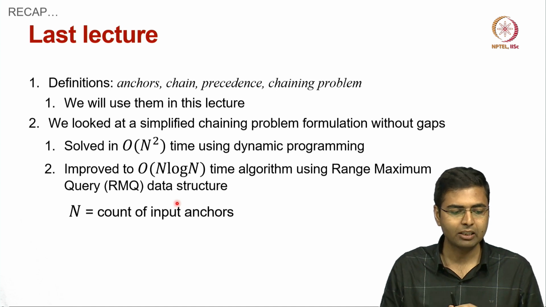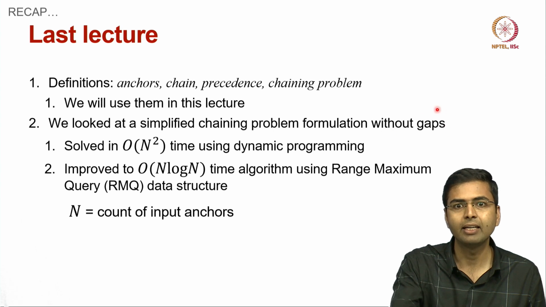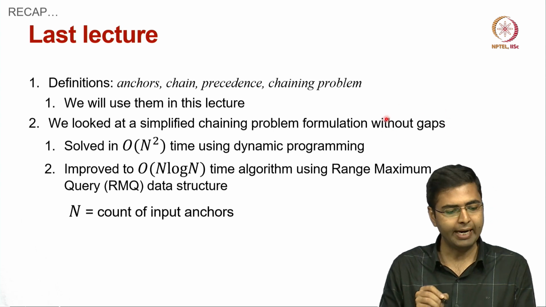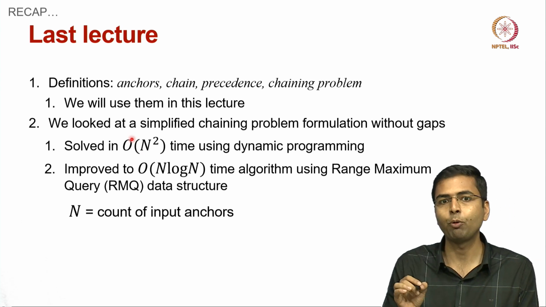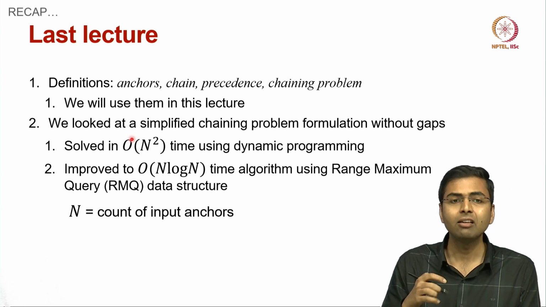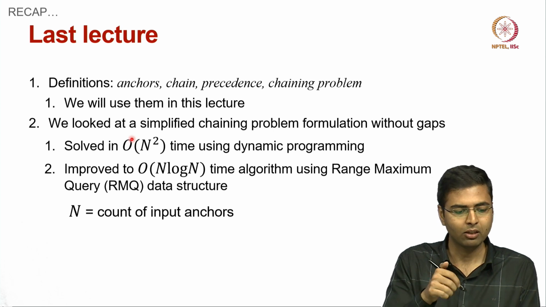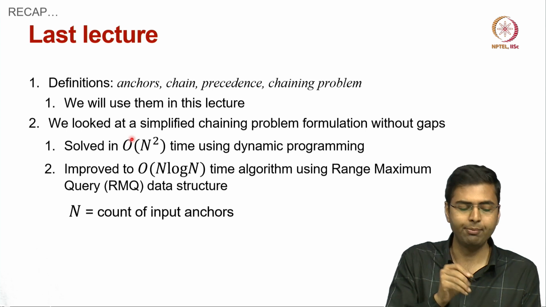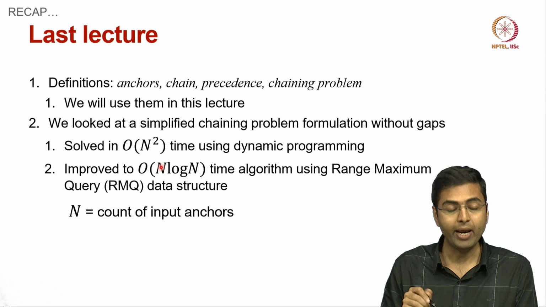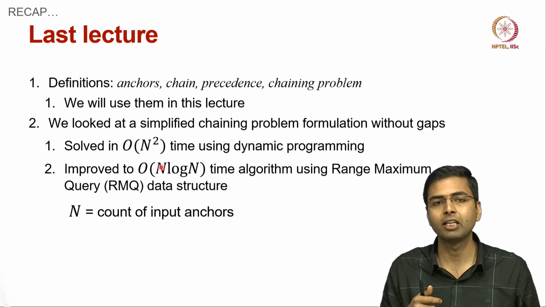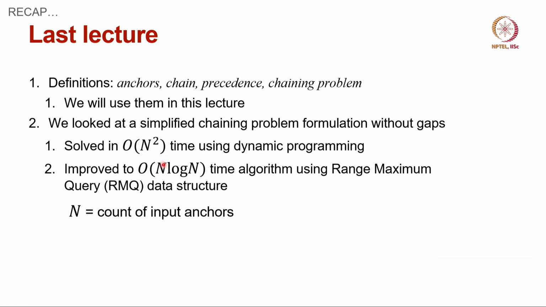In the last lecture we focused on the simplified chaining formulation, where we were not considering gaps. In that case we solved the problem first in order n square time using a simple dynamic programming recursion. Then, because we have learned the range maximum query data structure, using that we managed to improve the runtime from n square to n log n, where n is the count of input anchors given to the chaining problem. So from n square to n log n, it's a substantial improvement.